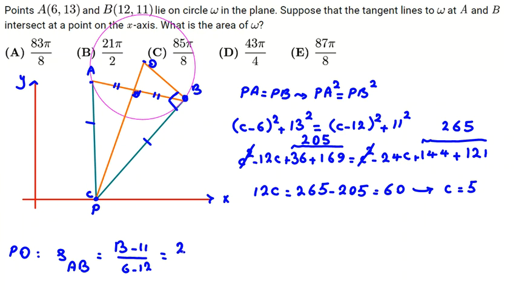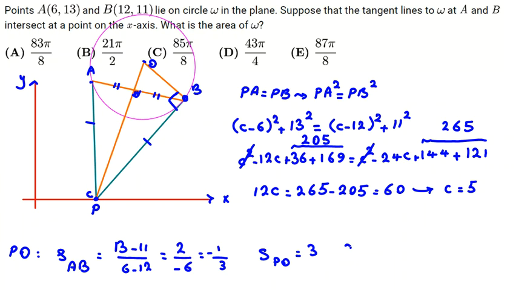13 minus 11 is 2, 6 minus 12 is negative 6, so the slope is negative 1/3. It is the slope of AB. So what will the slope of PO be? When two lines are perpendicular to each other, the product of their slopes is negative 1. So it is 3. We know the slope of PO is 3, so the product is negative 1.